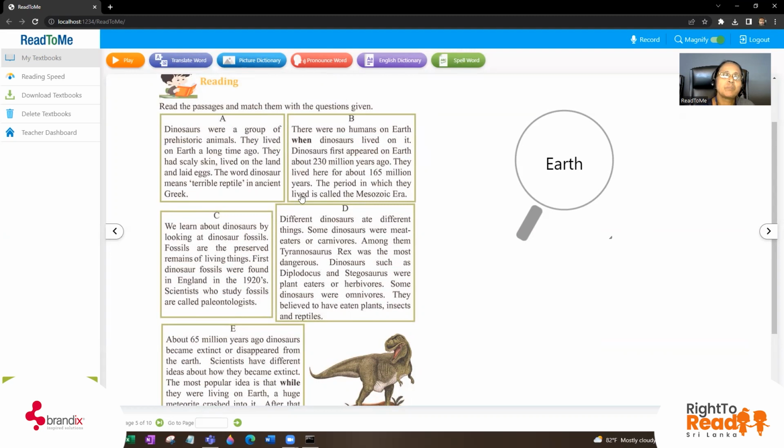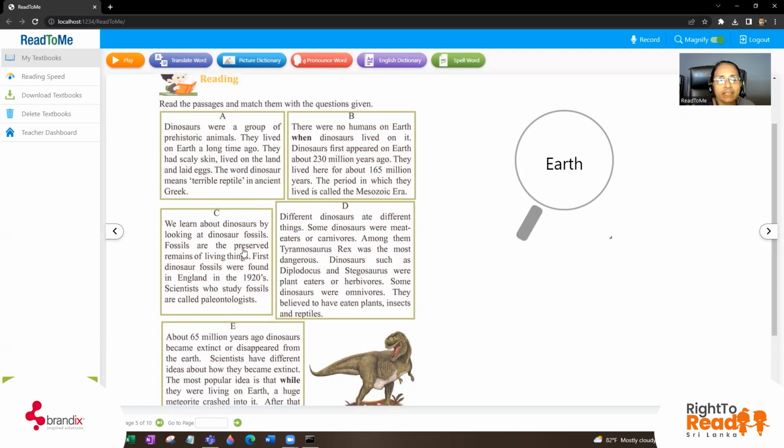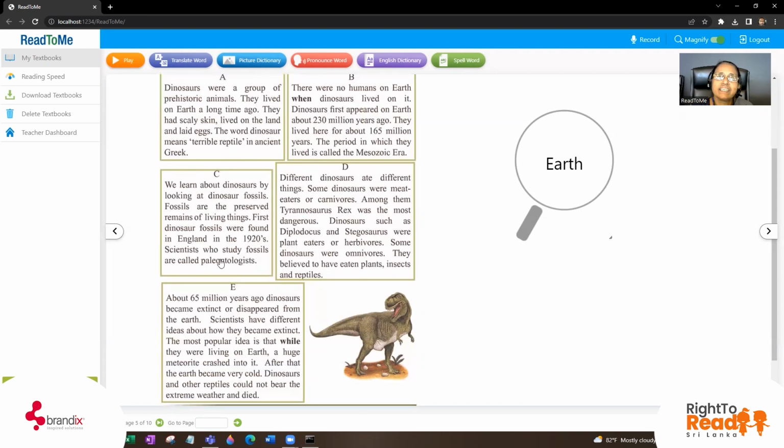Then another word: fossils. Where do you find fossils? Caption number C. Then carnivores. In passage D. Yes. Then another word: extinct. In which passage does the word extinct appear? Yes, in passage E.